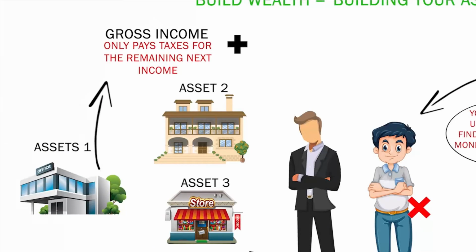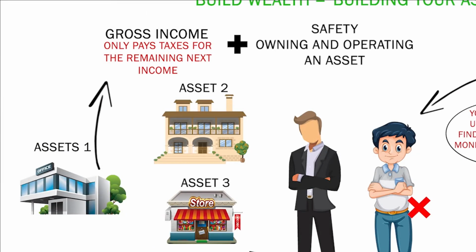Another dimension that should be taken into consideration is safety. Remember, owning and operating an asset always involves risks. Whether you operate your asset as an individual or through a corporation, there are always risks involved. And if this is your main concern, then you are much better protected if you will have your assets operated by a corporation instead of doing it yourself.